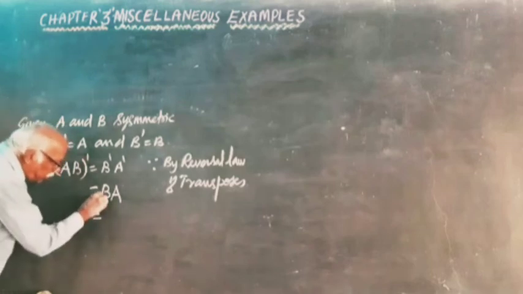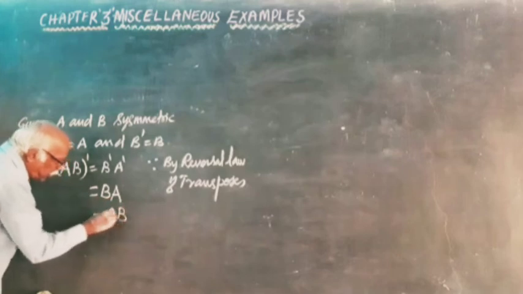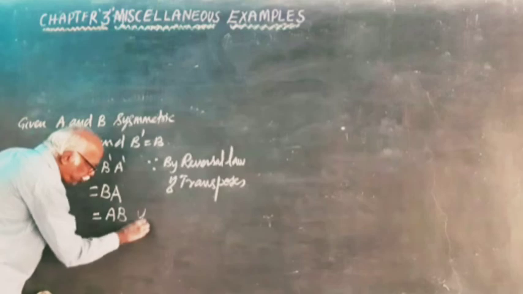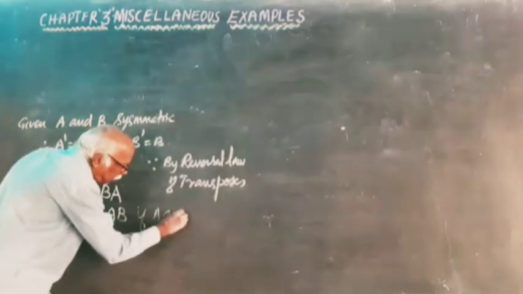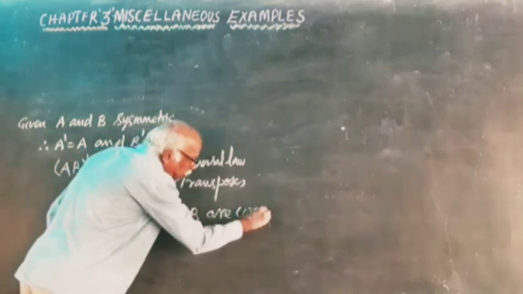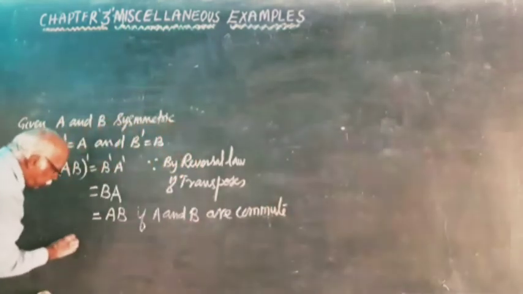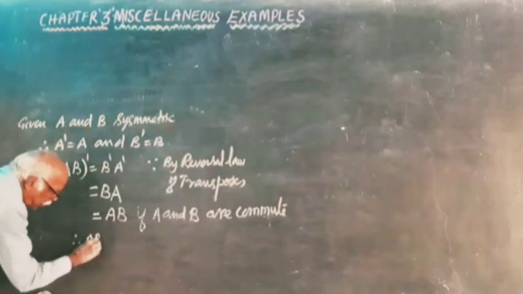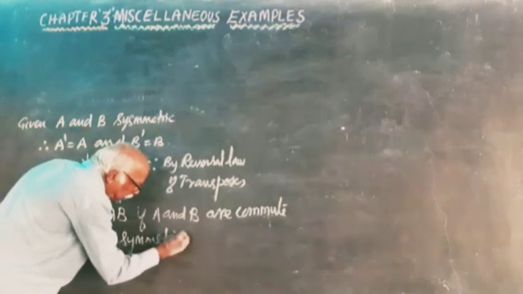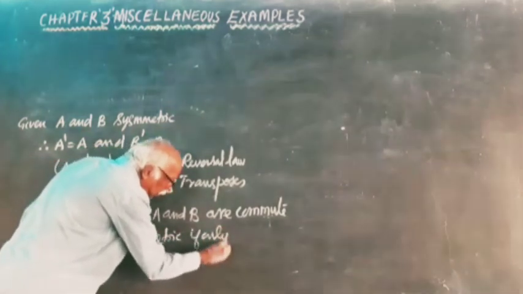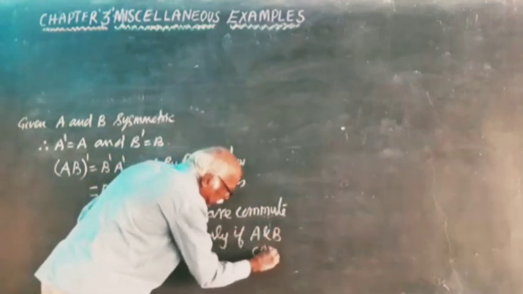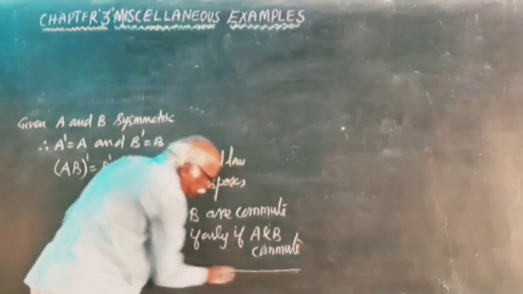So, (AB) dash equal to BA, equal to AB, when BA equal to AB, A and B commute. Therefore, AB is symmetric. AB is symmetric if and only if A and B commute.